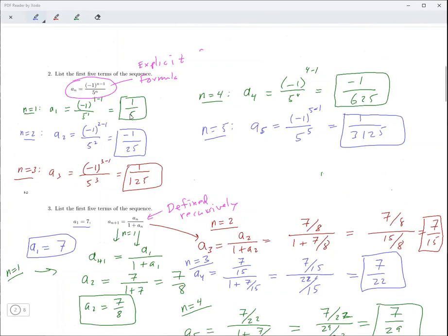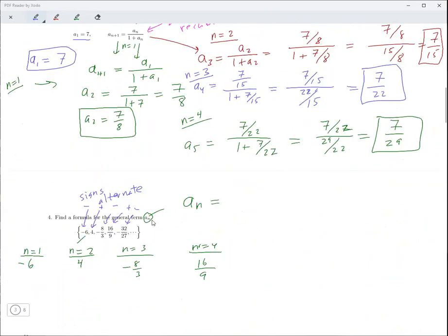Now if we wanted to lead off with a negative, which is what this one does, then if we just throw in a -1 to the n, then that will do it. Because when n is 1, this will be negative, which is the first term. When n is 2, this will be positive. When n is 3, this will be negative again, and so on. So this right here will give us the alternating signs. So all we have to do now is just worry about the rest of it, how to get the rest of it.